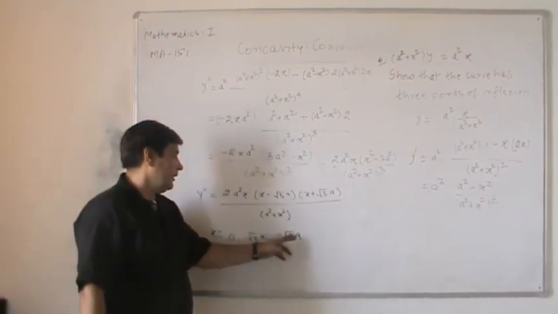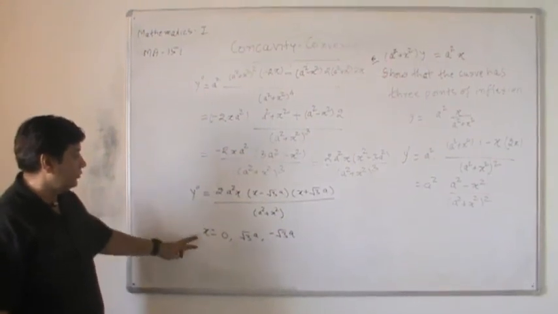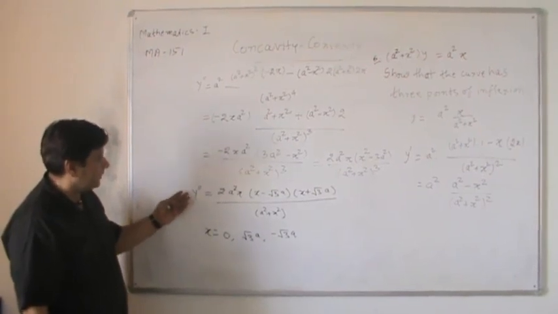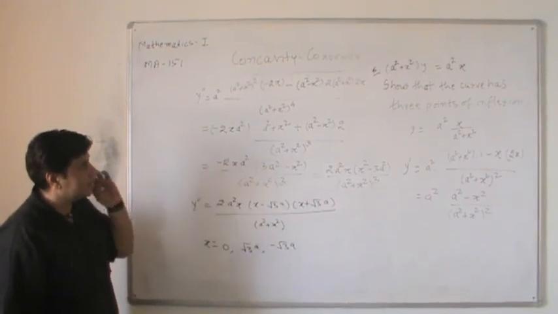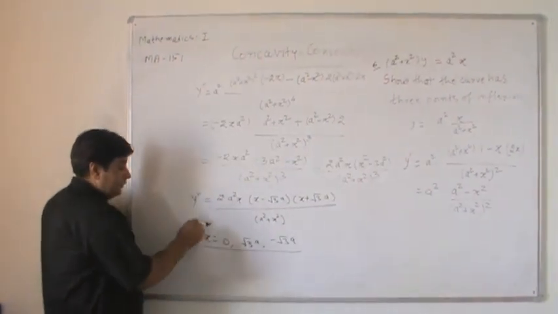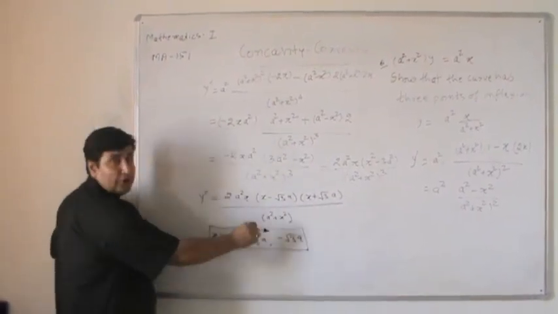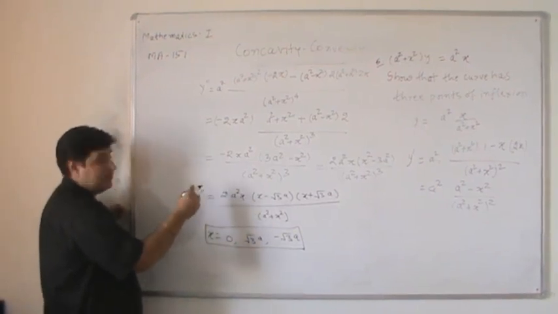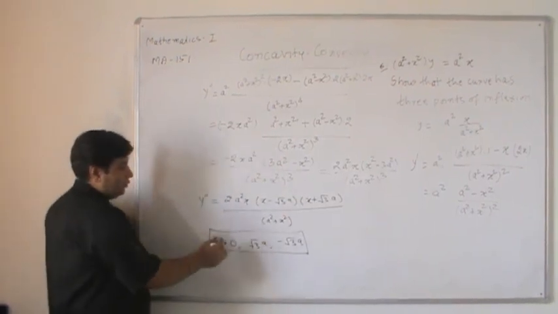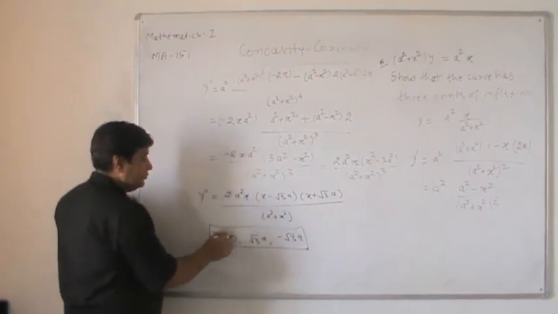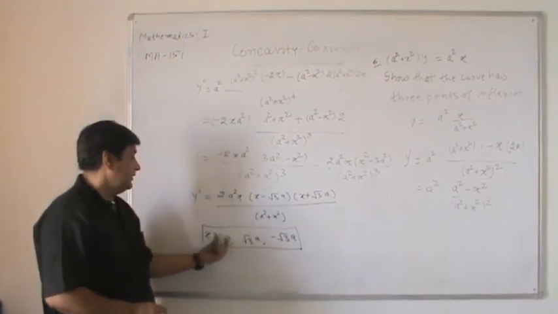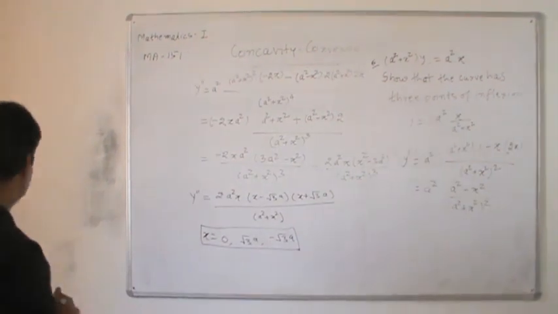So we may have points of inflection at these three points, but to be sure, we can calculate the third derivative. The calculation of the third derivative will, of course, be more complicated than that of the second derivative. Otherwise, if you don't want to calculate it, you can use the idea that the second derivative changes its sign when the curve passes through these three points. We can observe here that as x passes through 0, through root 3a, and through minus root 3a, the second derivative changes its sign. So we can surely write that x equal to 0, x equal to root 3a, and x equal to minus root 3a are the points of inflection.